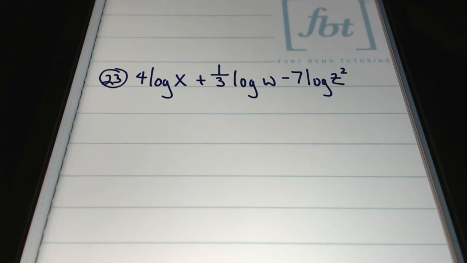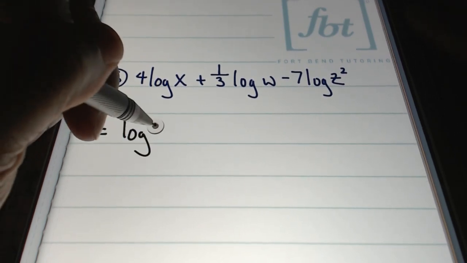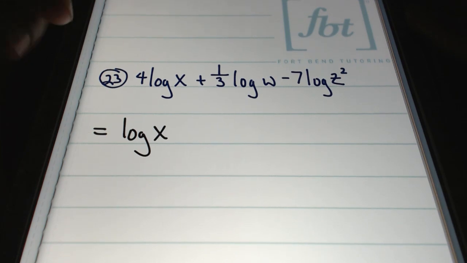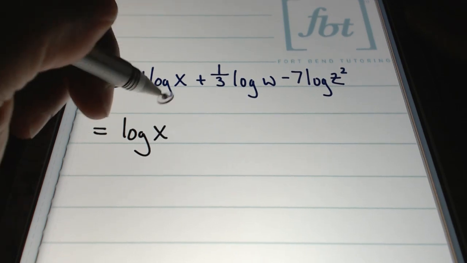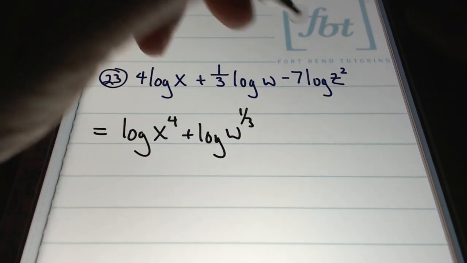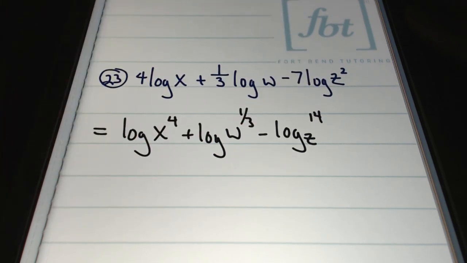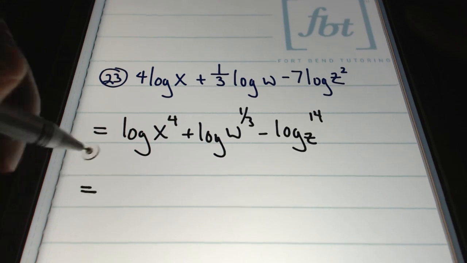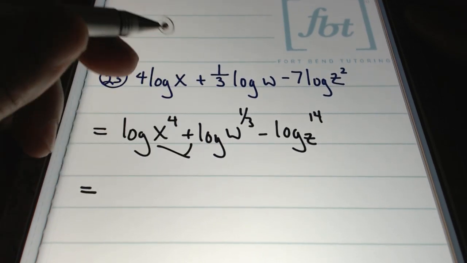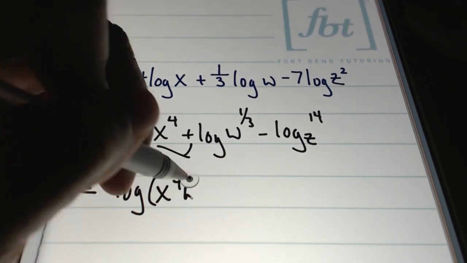And we're going to do so by, first of all, making all of our coefficients exponents. So we're going to start by saying this is log. And notice that we're in a common log, guys. So our base is 10 here. So we have log x to the 4th power plus log w to the 1/3 power minus log z. See, the exponents will multiply. 7 times 2 gives you z to the 14th power, guys. All right. So this is what I have thus far. Using the product rule, these first 2 terms can be combined. So you'll have log of the quantity x to the 4th power, w to the 1/3 power.